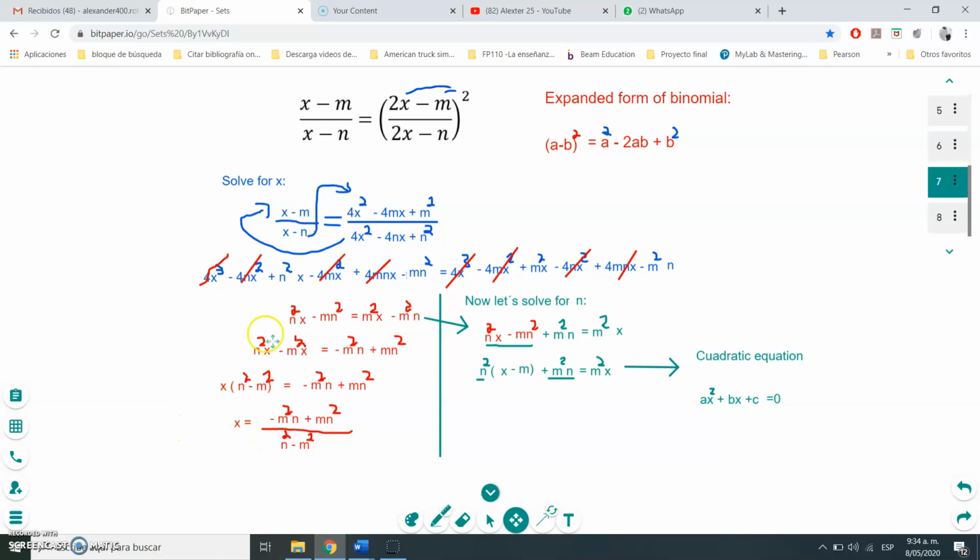All right. In the first case, we found for x. But in the second case, we tried for n, and we realized that we got a quadratic equation. So in this case, it would not be possible to find the value of n, because we have terms that have different exponents. So no, not in this case.